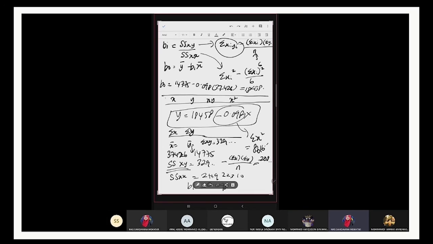The higher the odometer value, the lower the price, and the price of the car starts at 18,000 plus. Okay, so any question? Thank you, Nabila. At least someone answered.